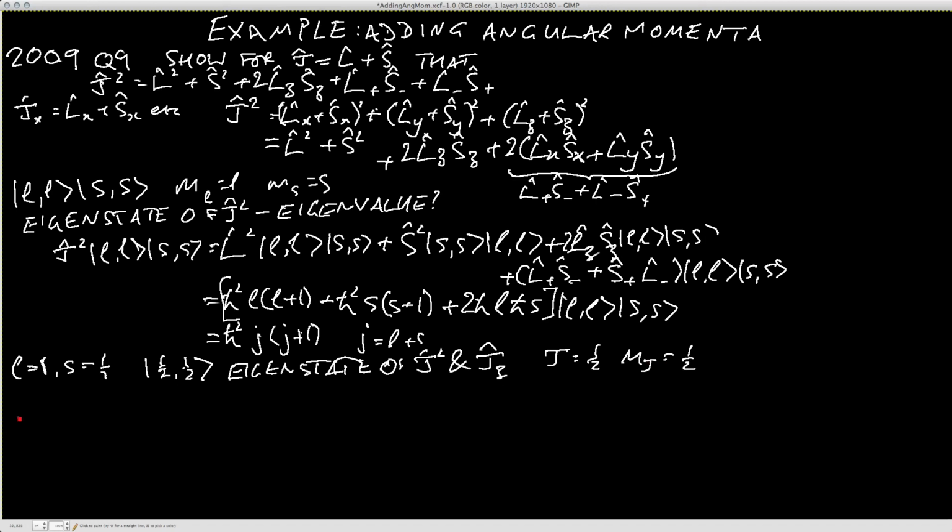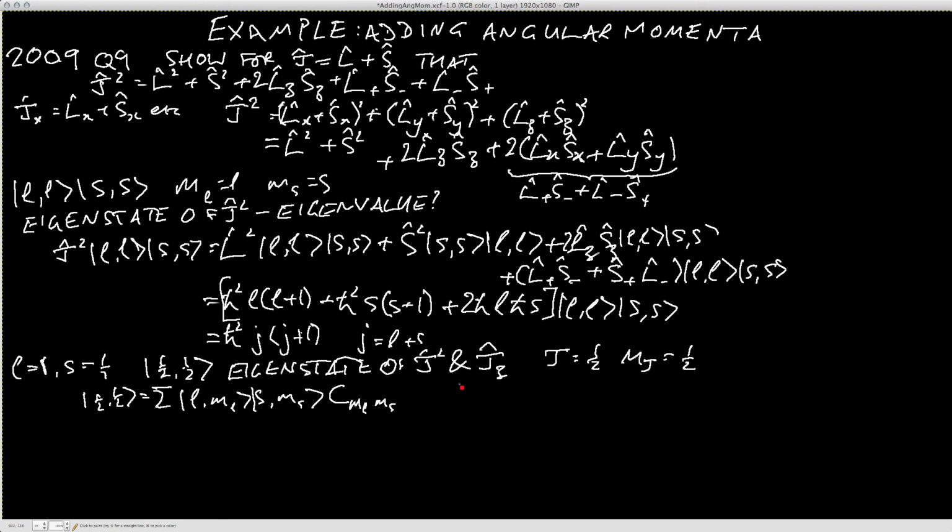Now the question basically asks you to show that this can be written as a sum over the products of the L and S eigenstates. So basically what we need to do is show that a half comma a half can be written as a sum over states L comma ML, S comma MS with a coefficient C ML MS, and it asks you to find the value of those coefficients.